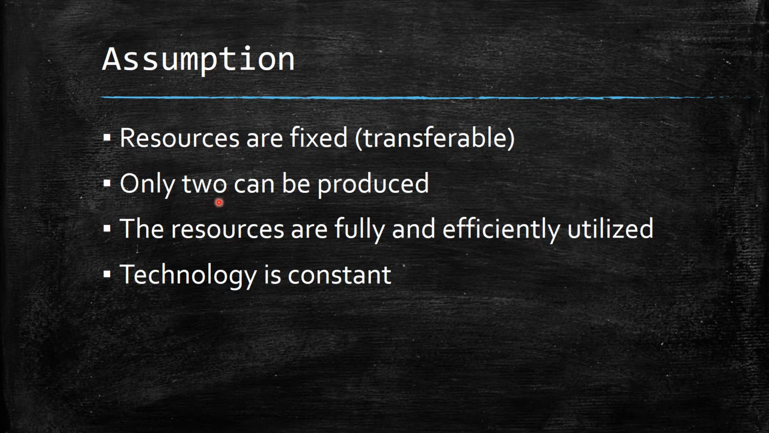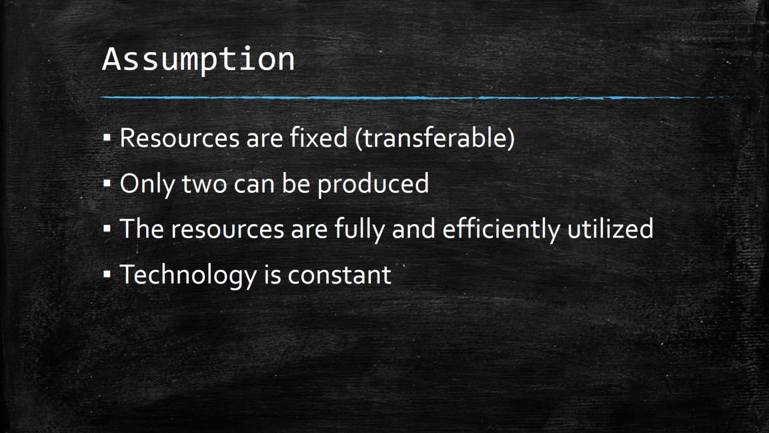Second, only two goods can be produced with the available resources. In this example, we are considering the production of corn and cotton. Our next assumption is that the resources are fully and efficiently utilized. Whatever resources are available in a country are fully utilized. The total resources are used in order to produce goods and services, and with efficiency, so they are also properly utilized. And the last assumption is that technology is constant. There is no improvement in technology, and we are not increasing or decreasing the quality of technology. Technology is constant.